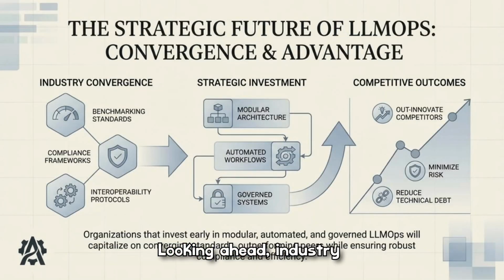Looking ahead, industry convergence on benchmarks, compliance frameworks, and interoperability will reward organizations that invest in modular architecture, automated workflows, and governed systems. Early adopters who standardize operations can out-innovate competitors, minimize risk, and reduce technical debt while capturing efficiency and strategic advantage.